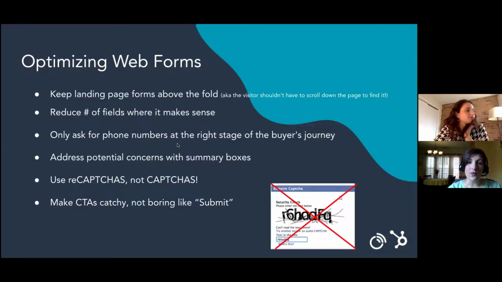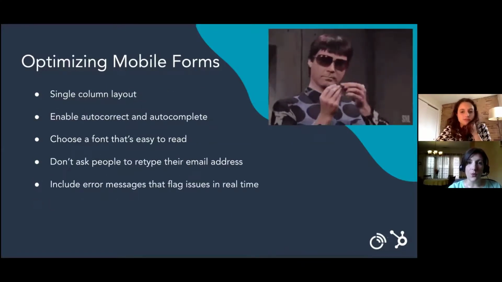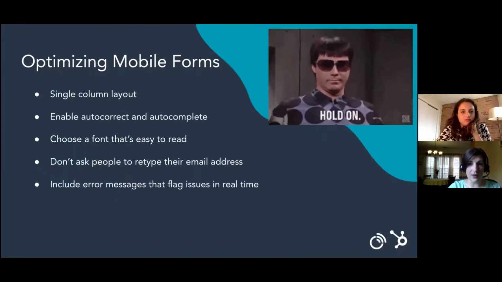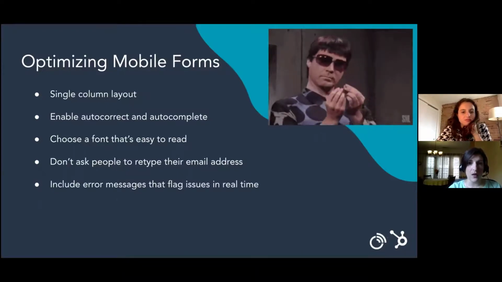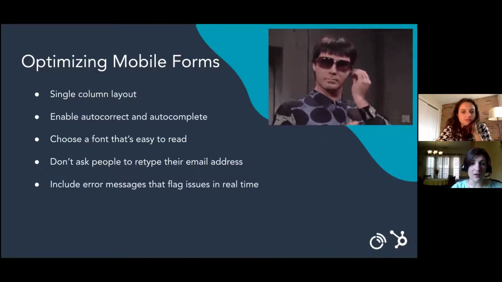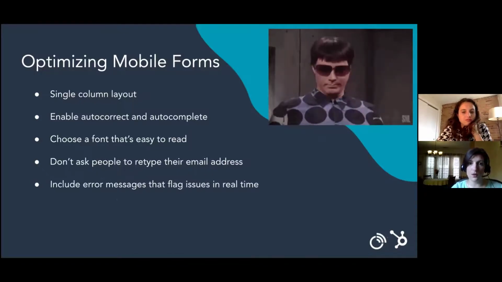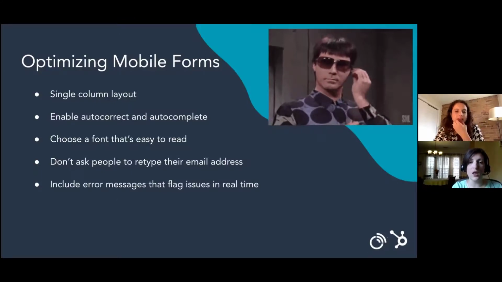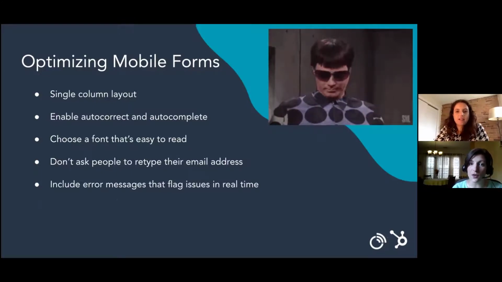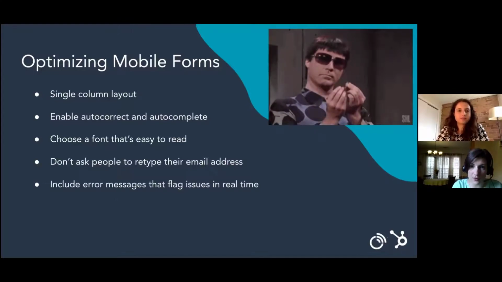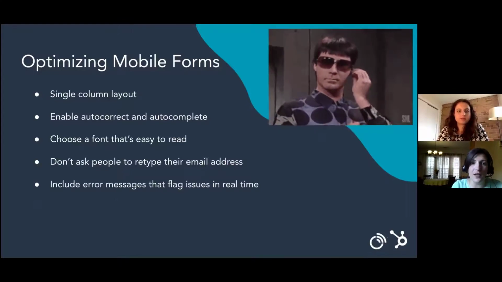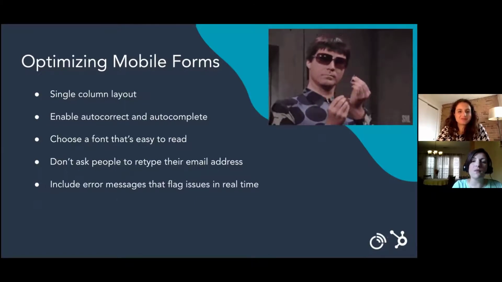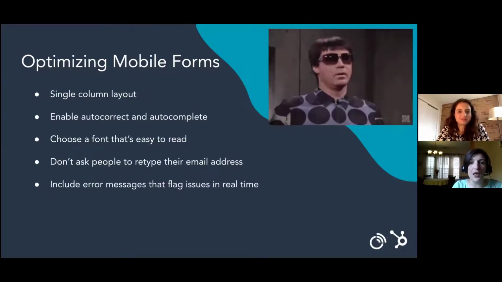So you also want to think about not only the web forms on your actual website, but mobile forms, because mobile traffic right now is higher than ever as well. Some things to keep in mind with that are a single column layout, just so their eye can scan it easier and it's not taking up as much space on a cellular phone. Enabling autocorrect and autocomplete, such a lifesaver when you're doing your tiny little button pressing, and it just makes things so much faster. Easy to read font, self-explanatory.